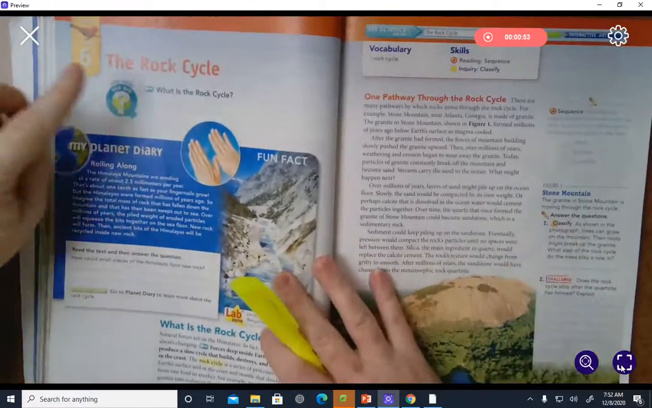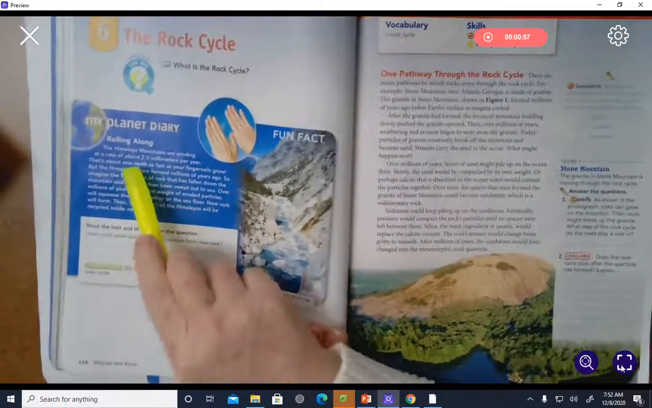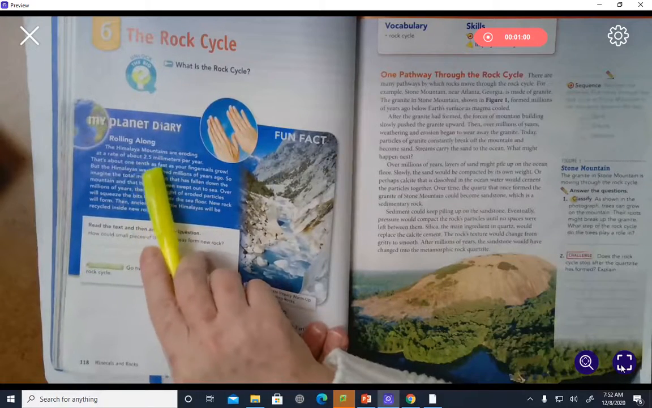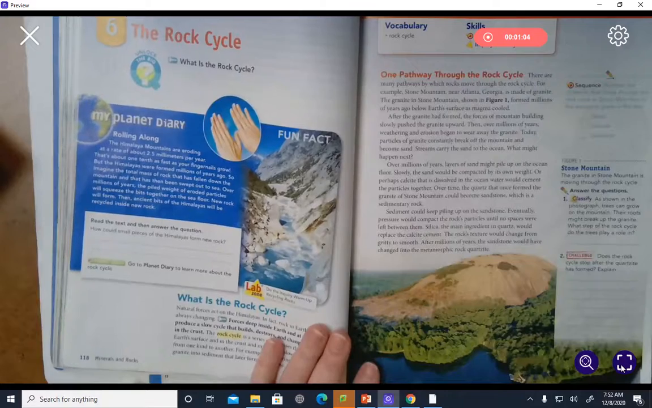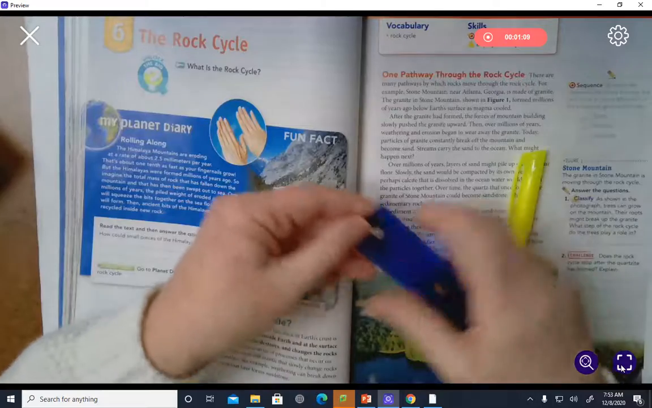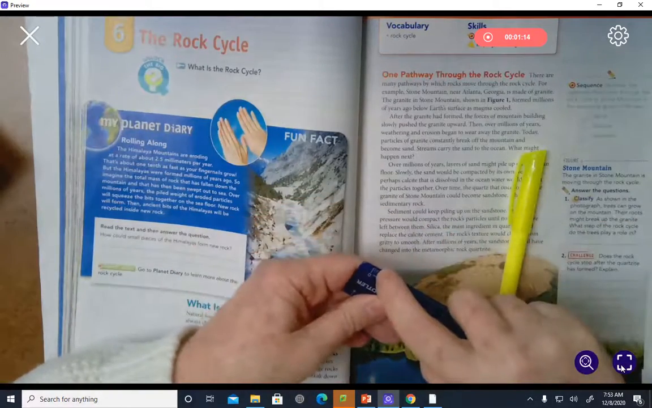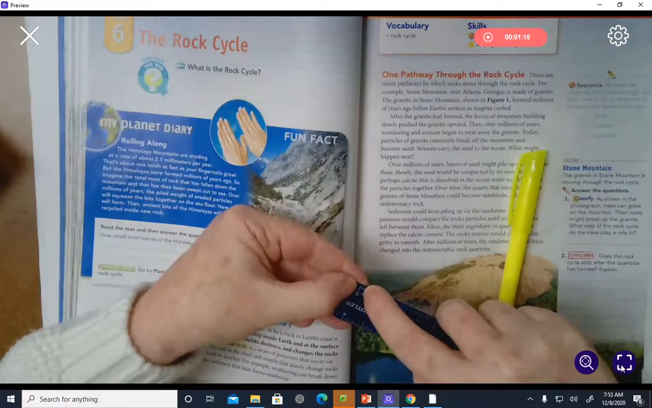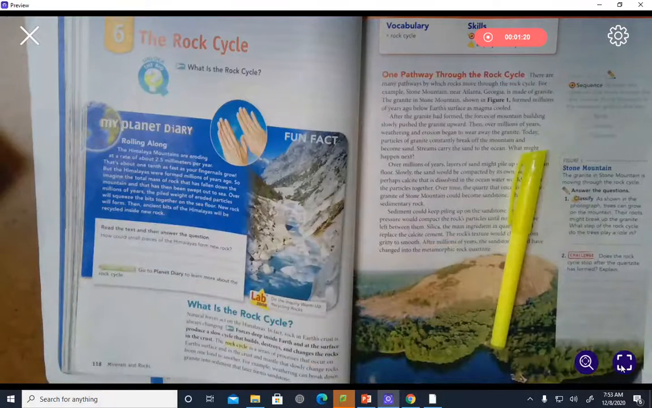Okay, so the rock cycle. What is the rock cycle? The Himalayan mountains are eroding at a rate of about 2.5 millimeters per year. When you think about 2.5 millimeters, that is about, let's get on the millimeter side, 1, 2, about in between my 2 fingers there. That's about 1/10 as fast as your fingernails grow.